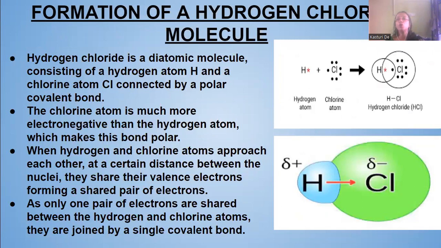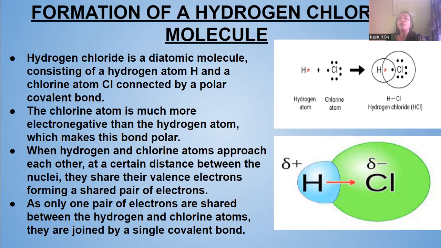Next is hydrogen chloride. Okay, now hydrogen chloride is a diatomic molecule consisting of a hydrogen atom and a chlorine atom, which is connected by a polar covalent bond because there is an unequal sharing of electrons, right? The chlorine atom is much more electronegative than the hydrogen atom because it has more electrons, so it's much more electronegative than a hydrogen atom. So there is an unequal sharing of electrons, which makes the bond polar.